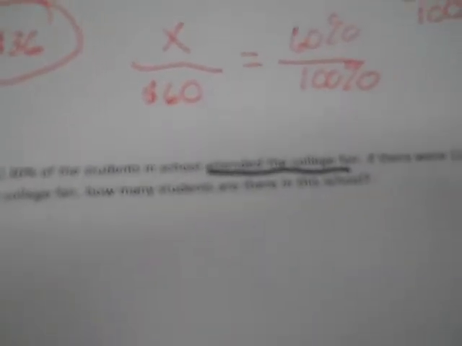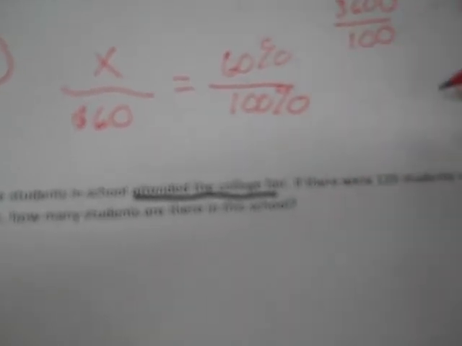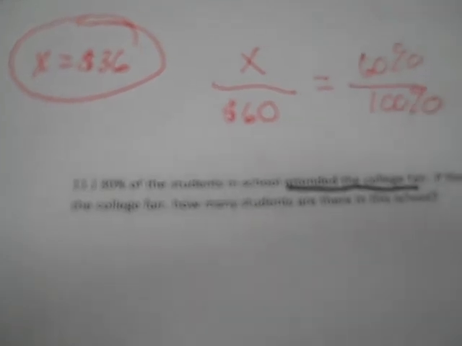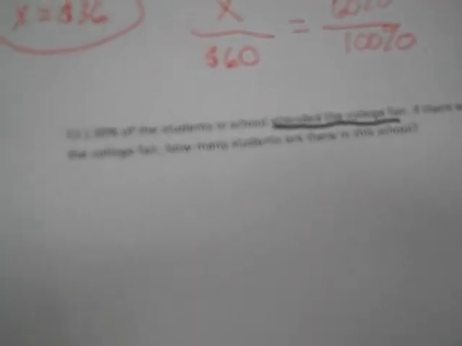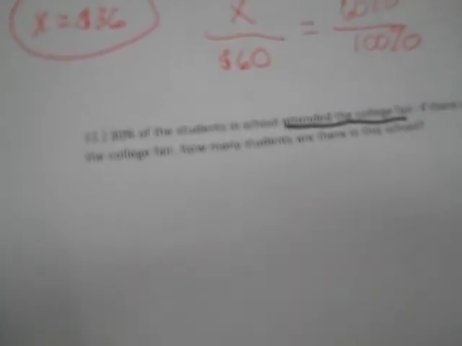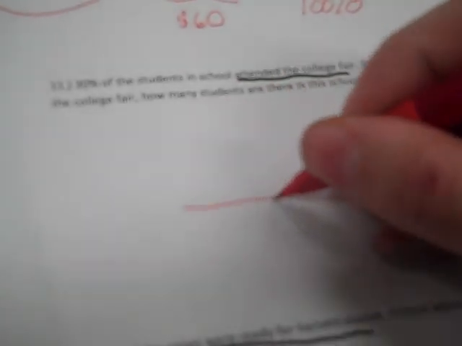30% of the students in school attended the college fair. If there were 120 students who attended the college fair, how many students are there in this school? Okay, now I don't have a word circle that's going to help me with that, so I'm not going to do an arrow. So I just go to my ratios and we put 100%, and we'll just use the 30%. Okay, just use that 30.